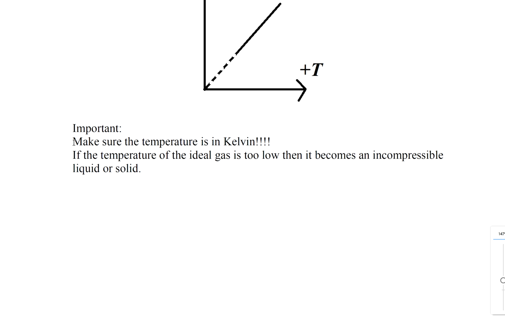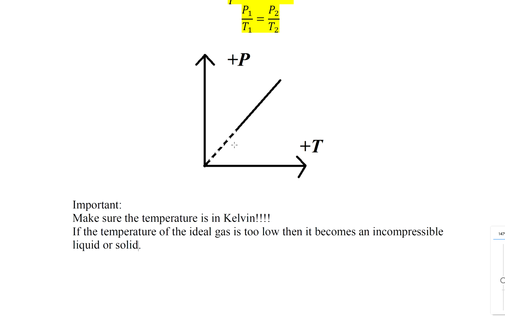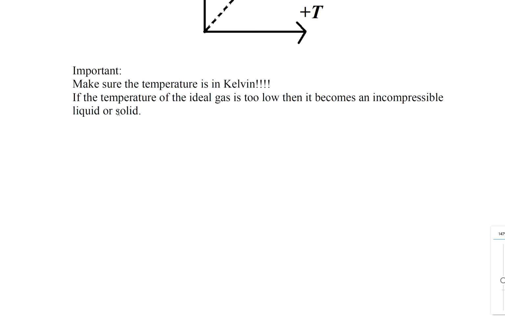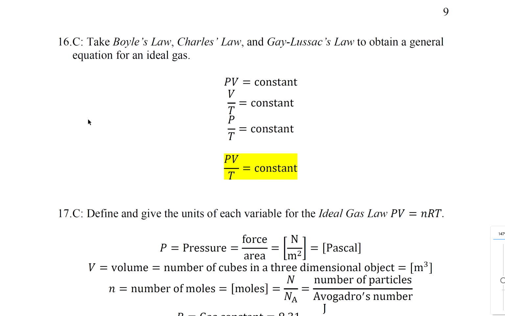So make sure temperature is in Kelvin. And once again, the reason why we have a dotted line here is because the temperature cannot start at absolute zero. It has to be a bit above it. Because if the temperature is too low, the gas becomes a liquid. Question 16. Take Boyle's law, Charles's law, and Gay-Lussac's law to obtain a general equation for an ideal gas. So PV over T equals a constant.